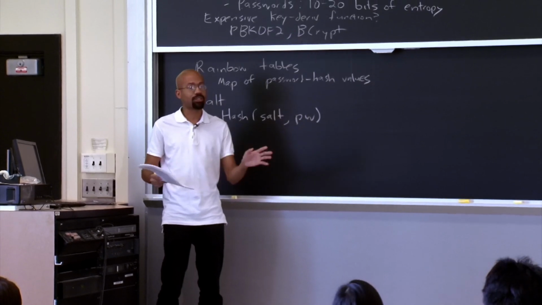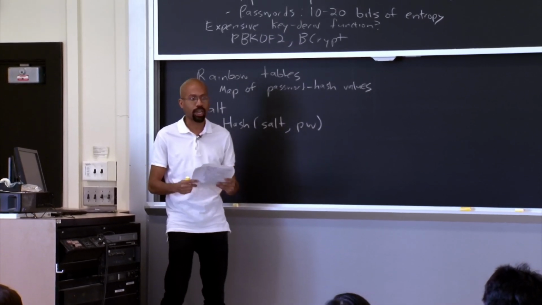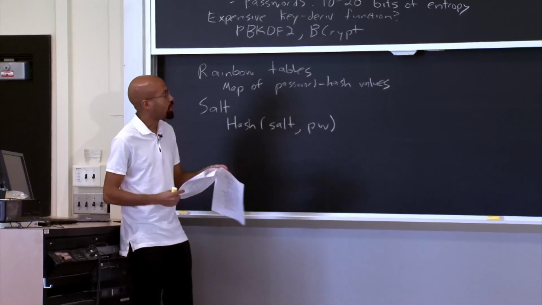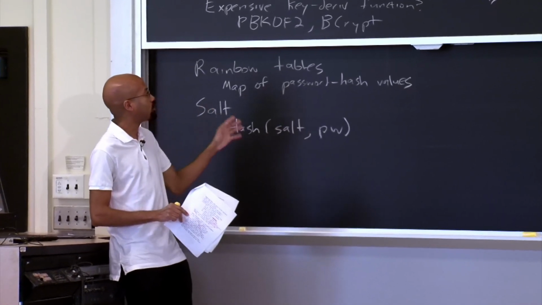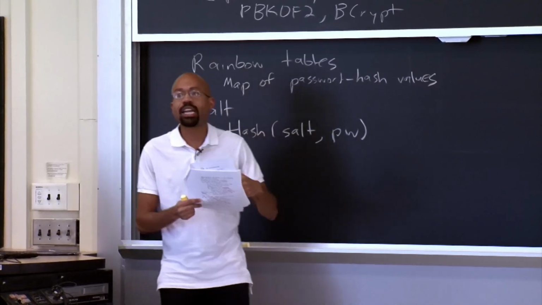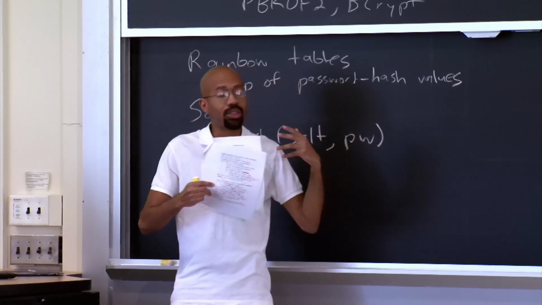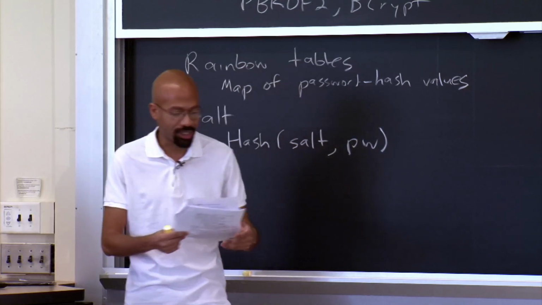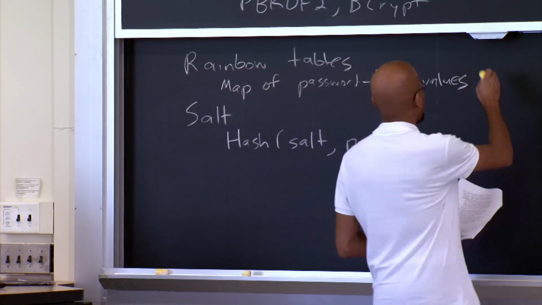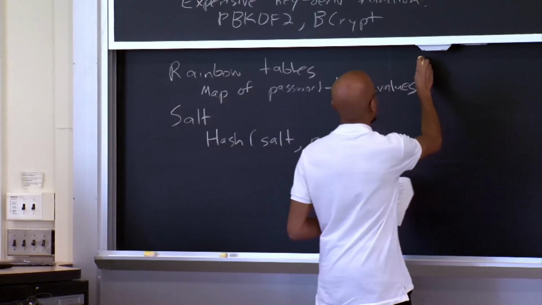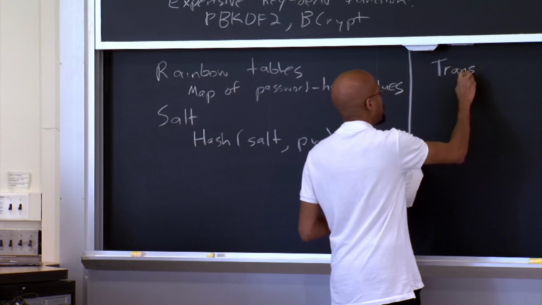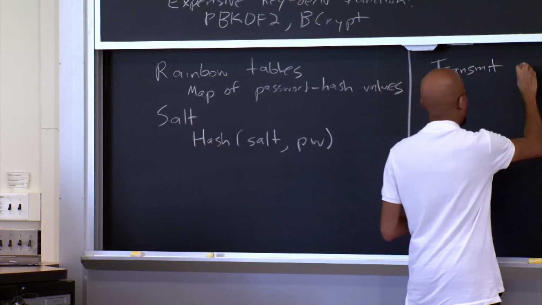Does that all basically make sense? Okay. So these approaches are fairly straightforward. All right, so what I've assumed so far is that somehow the client is transmitting the password to the server, but I haven't actually specified how that transmission is going to take place. So, how do we transmit these passwords?